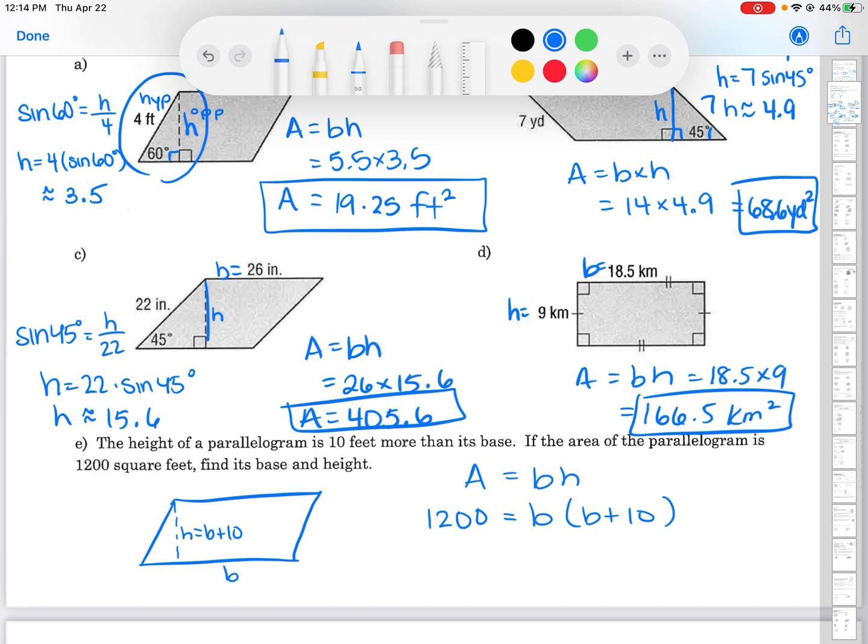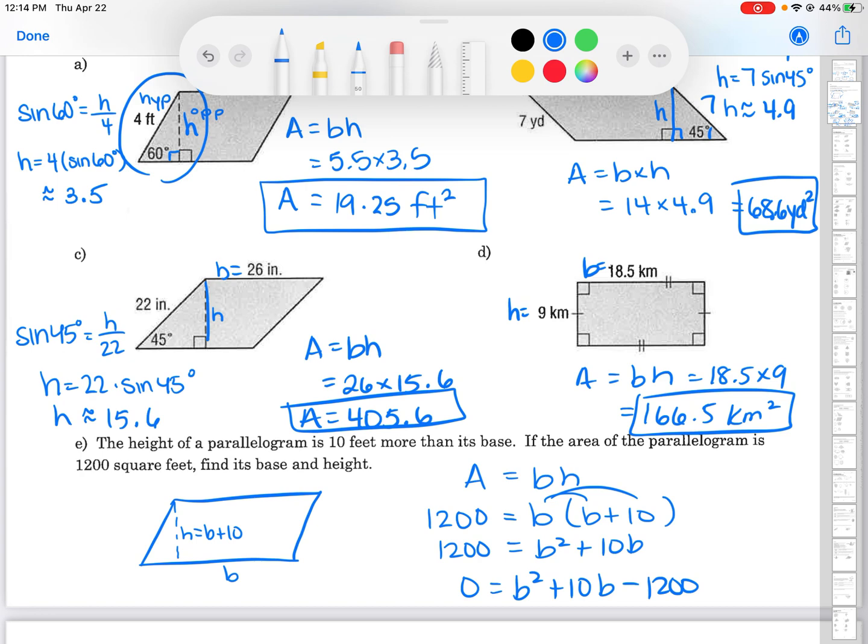So what we can do here is distribute. We have 1,200 is equal to b squared plus 10b. We can subtract 1,200 from both sides. And now we have two options. We can either factor or we can use the quadratic formula. Whichever is easier for you is perfectly fine.